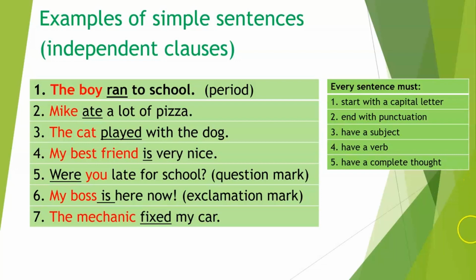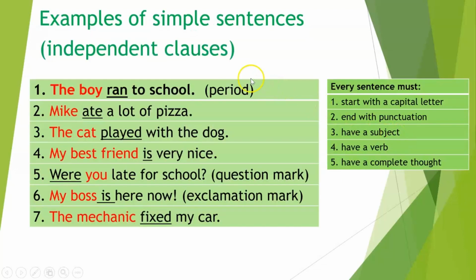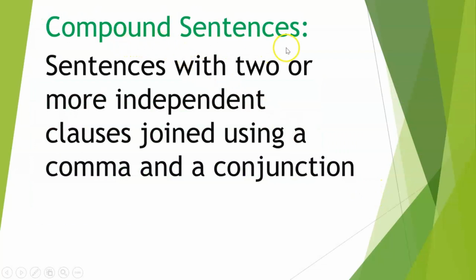Now, though, let's go on and talk about compound sentences. So here, we were talking about simple sentences. Now, let's talk about compound sentences. Compound sentences are sentences with two or more independent clauses joined using a comma and a conjunction.